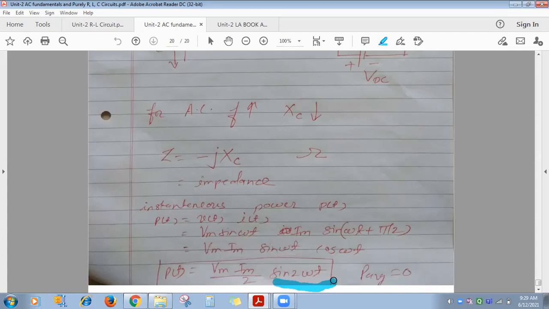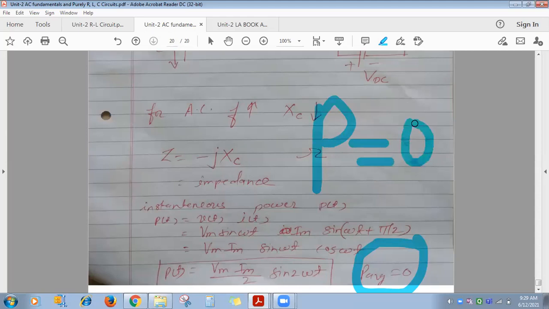So again the same thing. Twice the supply frequency means from 0 to pi, it will complete one cycle. So from 0 to pi, what will be the average value for the capacitor? What will be the average value from 0 to pi? 0. It will be 0, isn't it? Same as whatever we have seen for the inductor, average power will be 0 for the capacitor also. MCQ question, does a capacitor consume any power? It does not consume any power.